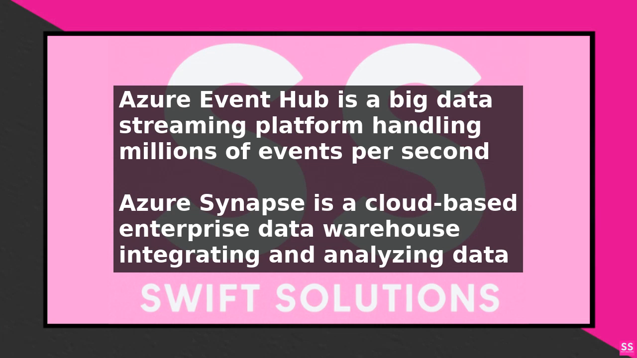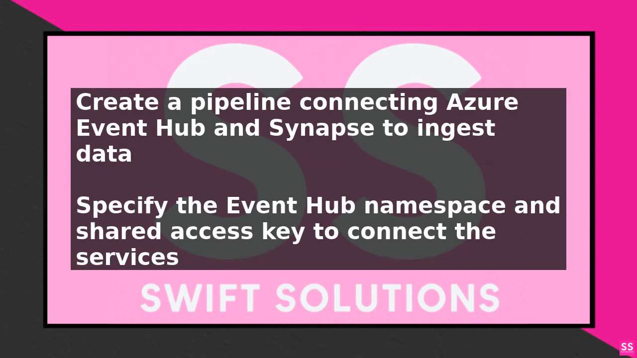Next, create a new dataset that points to the Event Hub linked service. In the dataset settings, you can specify the Event Hub name, the consumer group, and the starting position of the events. You can choose to start from the beginning, or from a specific timestamp.